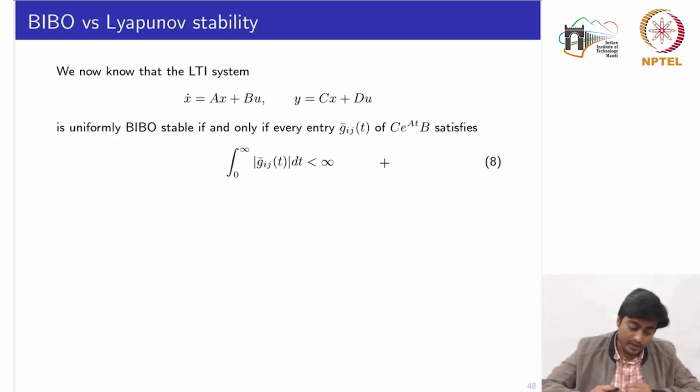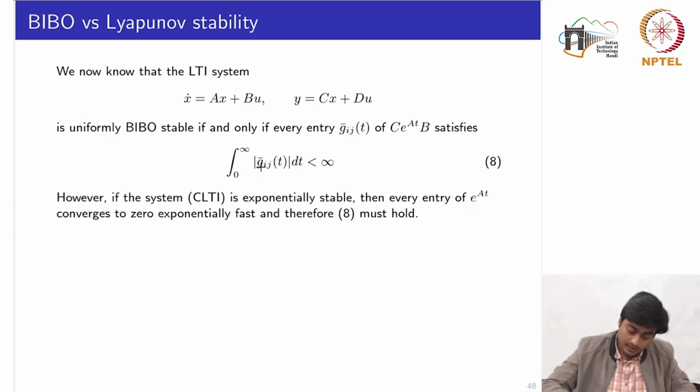So now there is some relationship between BIBO stability and Lyapunov stability. Let's explore this for the LTI system. We know that the LTI system given by these two sets of equations is uniformly BIBO stable if and only if every entry G bar ij satisfies this condition, meaning it is absolutely integrable. However, if the system is exponentially stable, then every entry of e to the power At converges to 0 exponentially fast, and therefore it must hold.